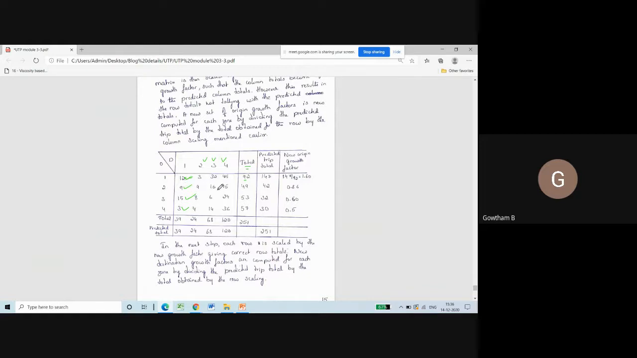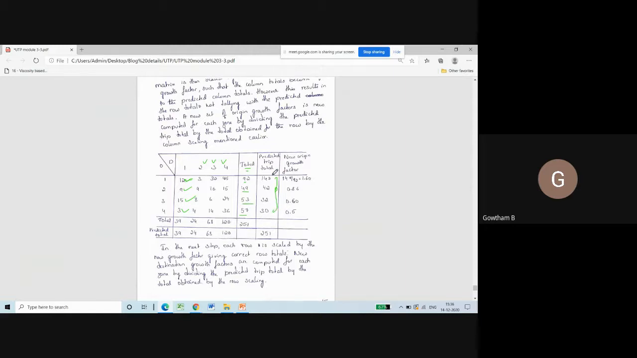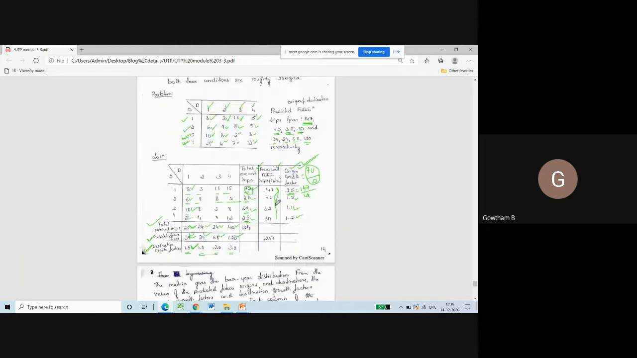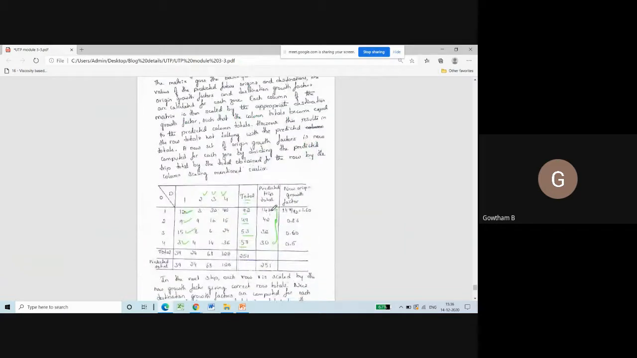9 plus 9 plus 16 plus 15 is equal to 49. 15 plus 8 plus 6 plus 24 is equal to 53. 3 plus 4 plus 14 plus 36 is equal to 57. Okay. For the predicted trip total, you just copy as it is given in the problem: 147, 42, 32, 30. The same column I copied there.